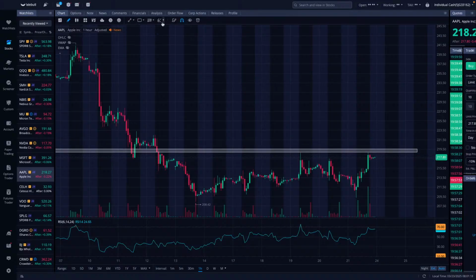This all coincides with QQQ. We need that green day market in the NASDAQ to hold that level at 385. And then boom, here we go. 220 is consolidating, and then we get that push up forward. That's what I'm looking for.